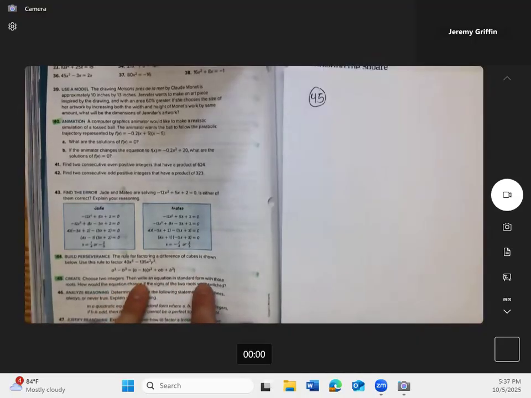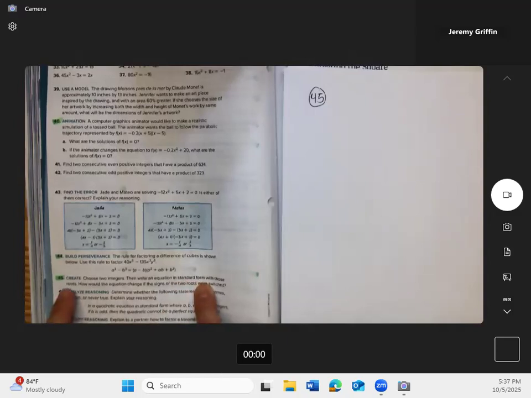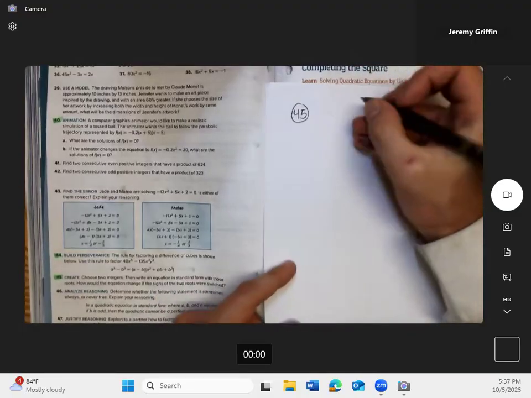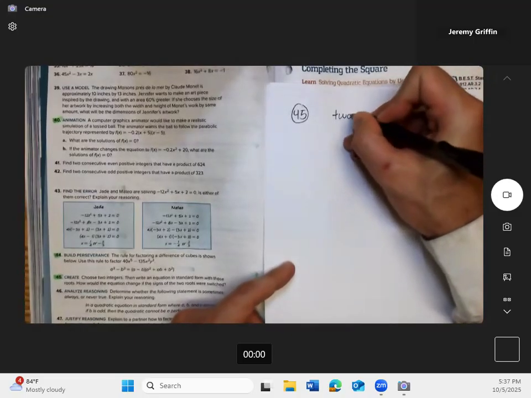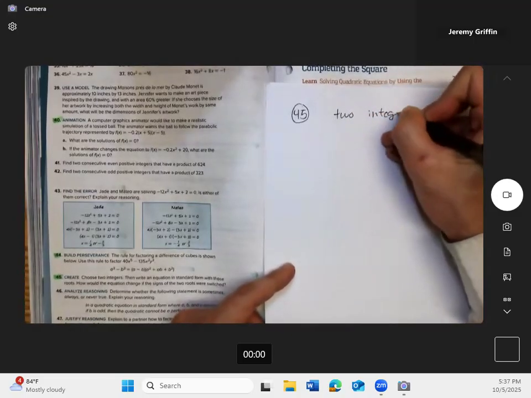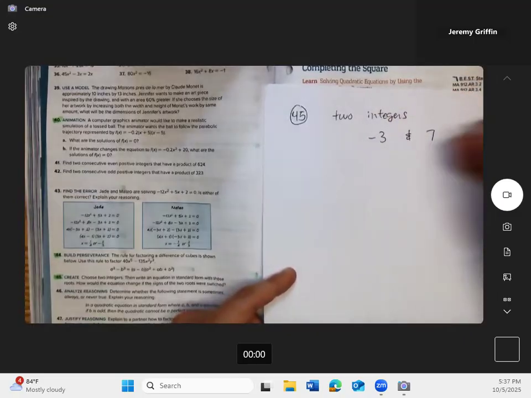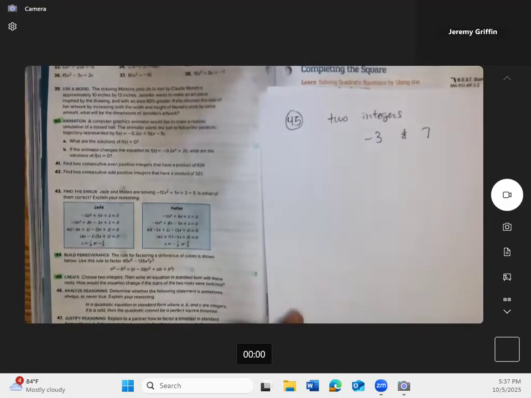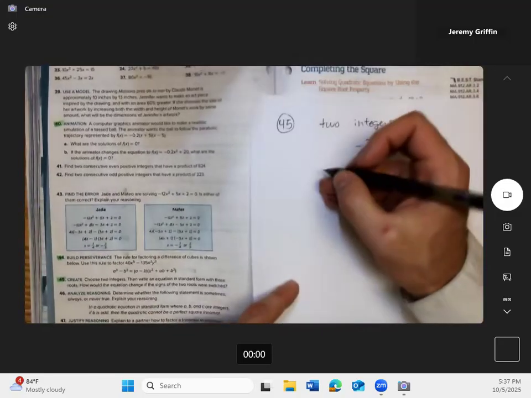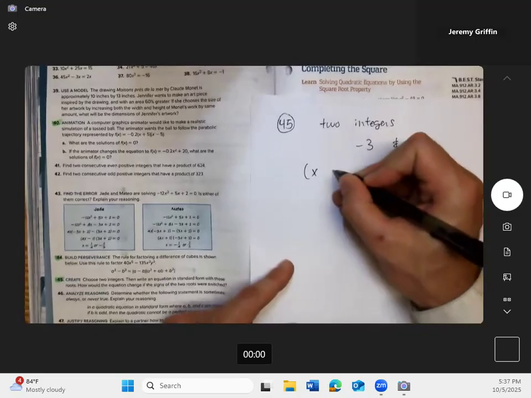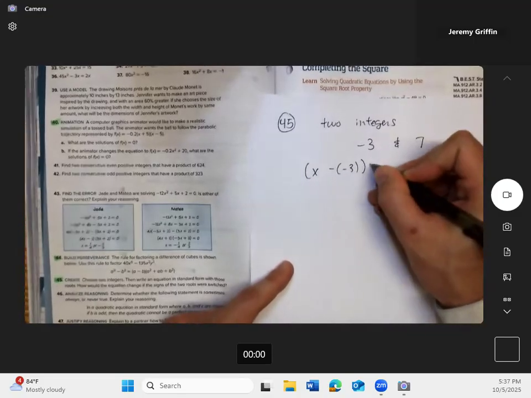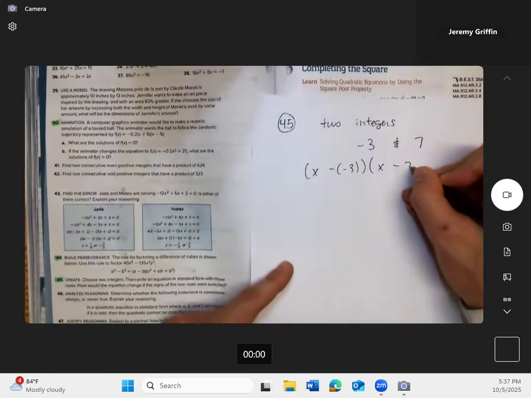Write an equation in standard form, so it's like ax squared plus bx plus c, with those roots. How would the equation change if the signs of the roots were switched? Right? Well, let's come up with, okay, how about two integers? How about negative 3 and 7? Negative 3, 7, whatever. Okay, so I can write the factored form like this. I could do x minus negative 3 times x minus 7.